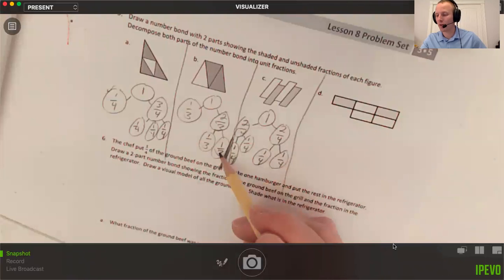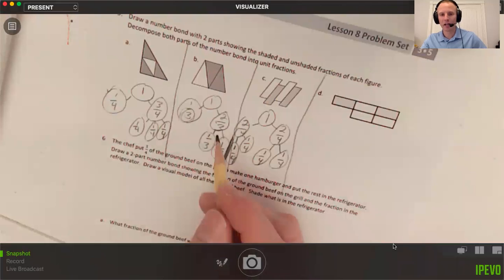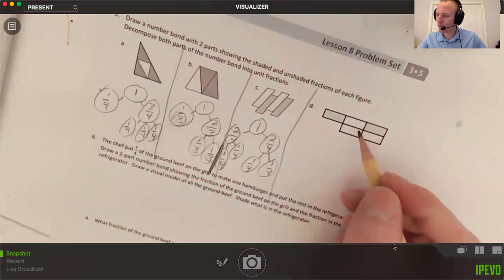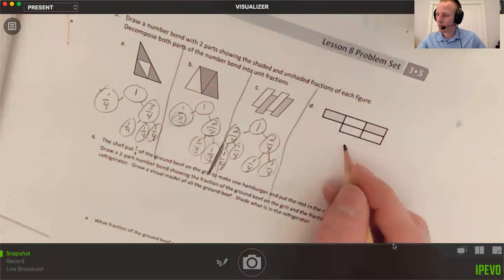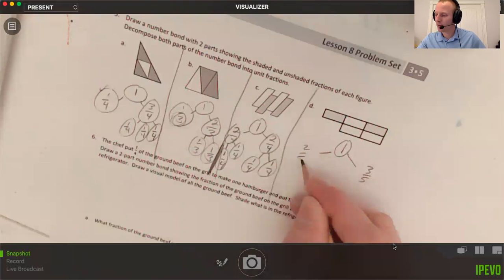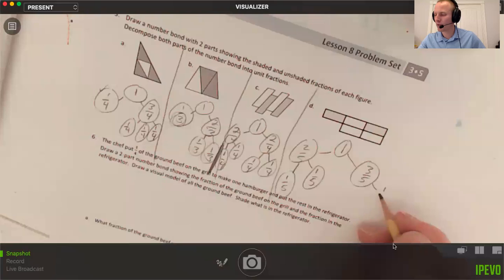Here, because I was dealing with thirds, I end up with 1, 2, 3 1/3 sections. Whatever your denominator is, you're going to end up with that many unit fractions. In this case, it was 1/3. The last one is fifths. So I have 1 whole made up of 3/5 and 2/5. 2/5 is then broken down into 2 groups of 1/5 or 2 sections of 1/5, and 3/5 can be broken down into 3 sections of 1/5.